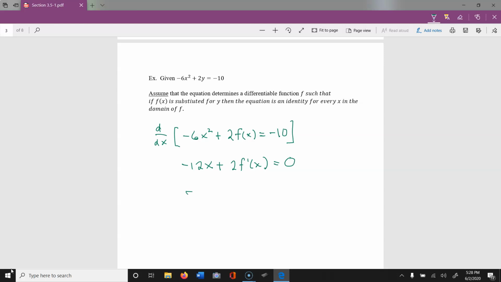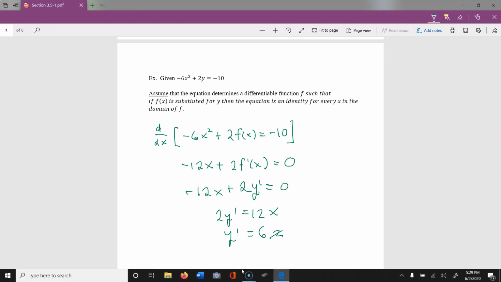Okay, so this is going to give me minus 12x plus 2 times f prime. Now, if you want, you could switch the f prime to y prime if you want. Okay, and then what I'm going to do is just solve for y prime. So in other words, 2y prime is equal to 12x, so y prime is what? 6x. And that's the derivative. See, we've differentiated implicitly with respect to x.